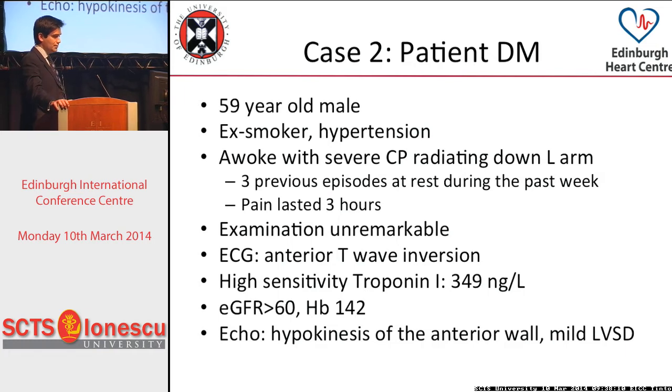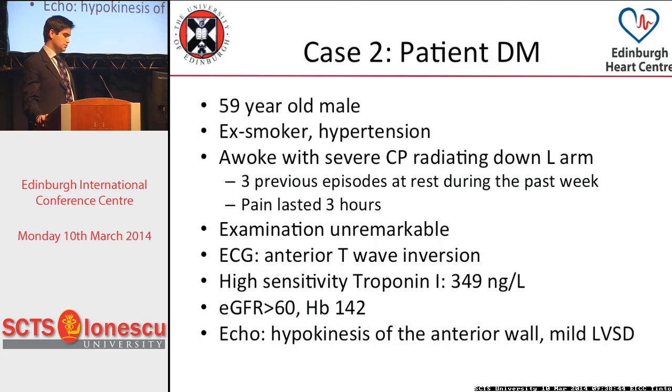This time round, the pain had lasted for 3 hours, and he'd eventually sought medical attention, by which time the pain had settled down. His examination was unremarkable. There was some fairly minor anterior T-wave inversion on the ECG. He had a high sensitivity troponin I measurement, so you have to divide by 1,000 to get to the old value. So that's a value of 0.3 essentially. So it's a small troponin rise. Again, normal renal function. He wasn't anemic.